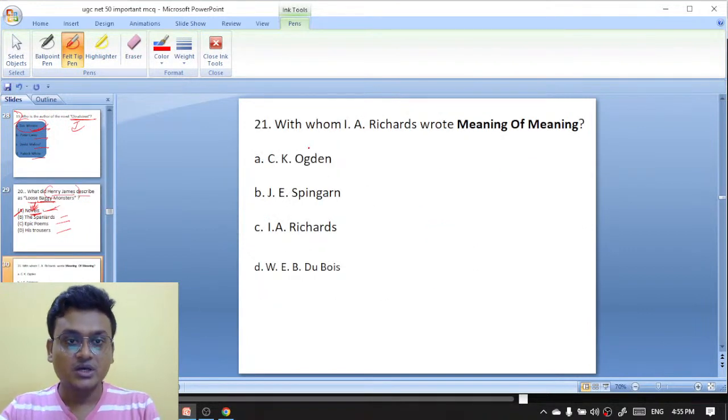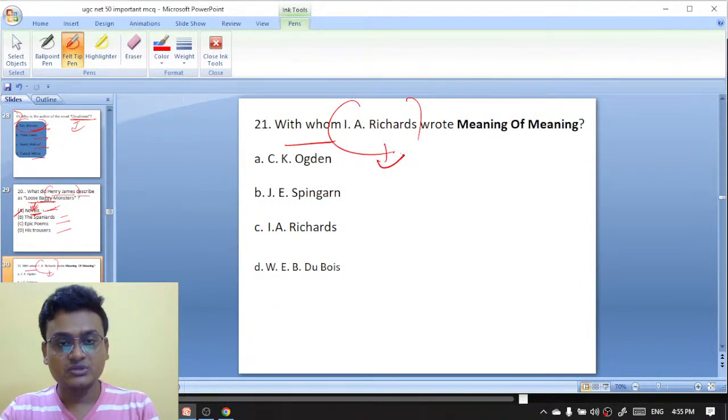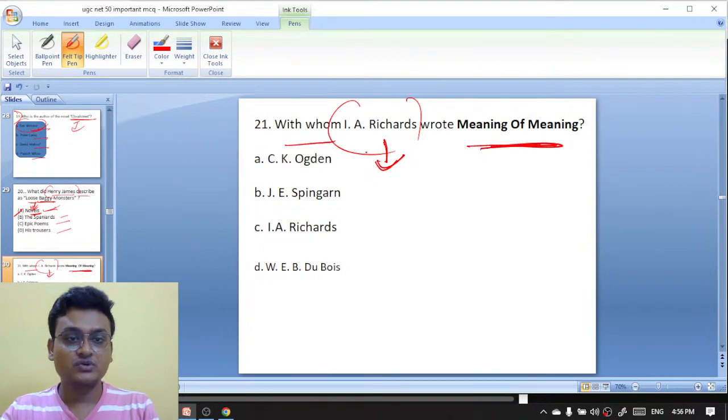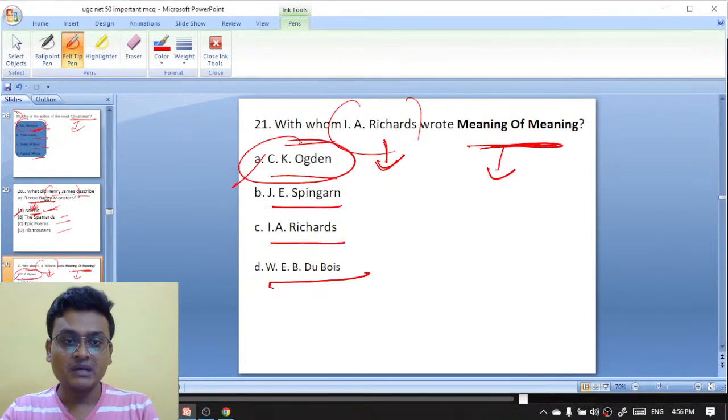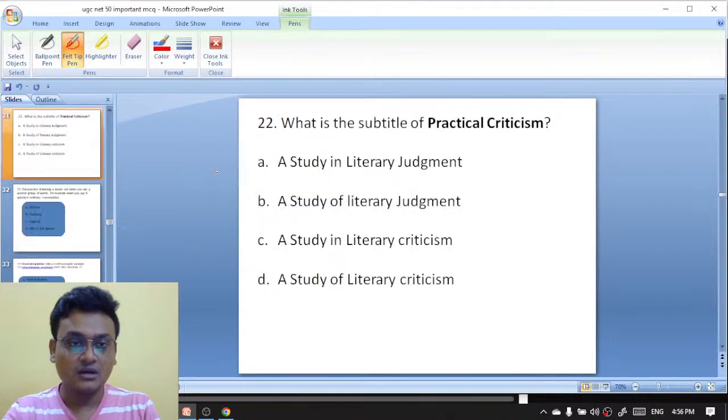Next question. Richards wrote The Meaning of Meaning, which was written in collaboration with whom? C.K. Ogden, J.E. Springarn, I.A. Richards, or W.E.B. Du Bois? It is actually C.K. Ogden. The Meaning of Meaning was written by I.A. Richards and C.K. Ogden. So A is the right answer. Now, what is the subtitle of Practical Criticism?